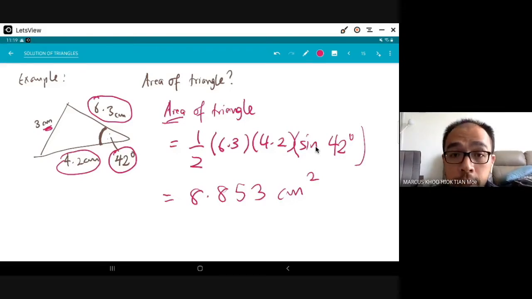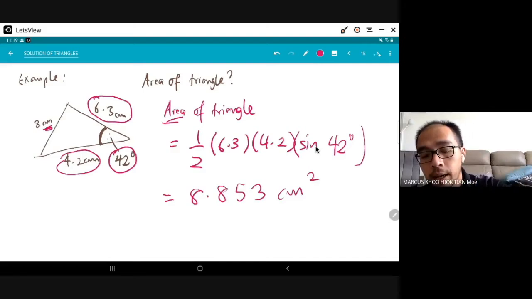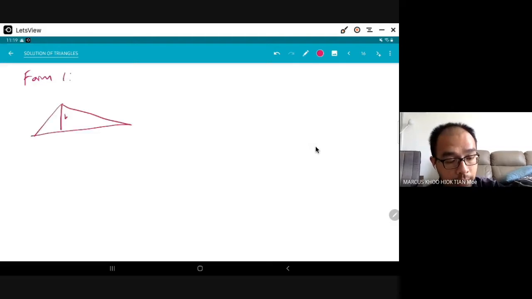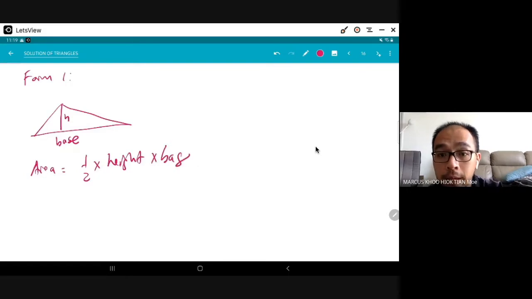Okay, so it's a very simple use of the formula. But I don't want you to confuse it with the formula that you learned in Form 1. The Form 1 formula is what? Last time we always learned this: this is the height, this is the base. So the formula for area is 1 over 2 times height times base. This is the one we learned in Form 1. We can still use this formula if I know what the height is.